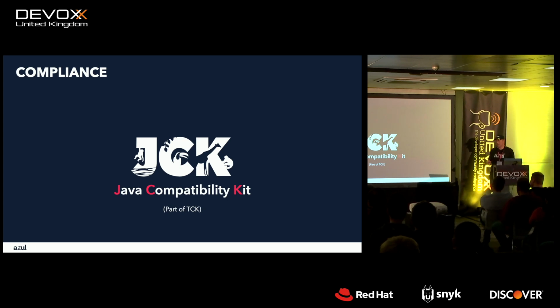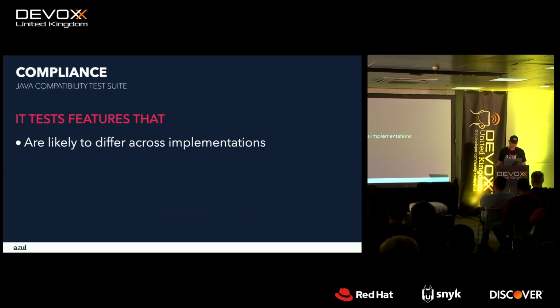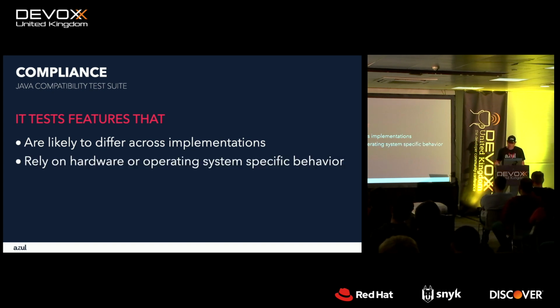Sometimes you find a distribution, they say, oh, we are compliant to the JCK. You say, oh, JCK, never heard of it. So it's a part of the TCK. You just have to keep that in mind. This is the important part. And it tests features that are likely to differ across implementations. They rely on hardware or operating system specific behavior. So this is the actual tests.